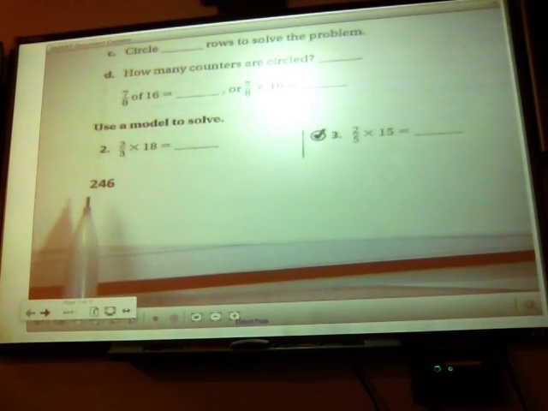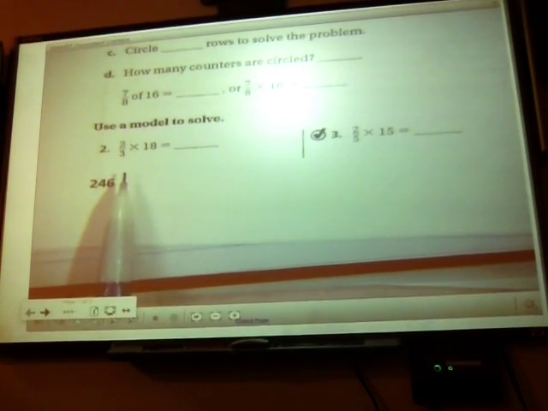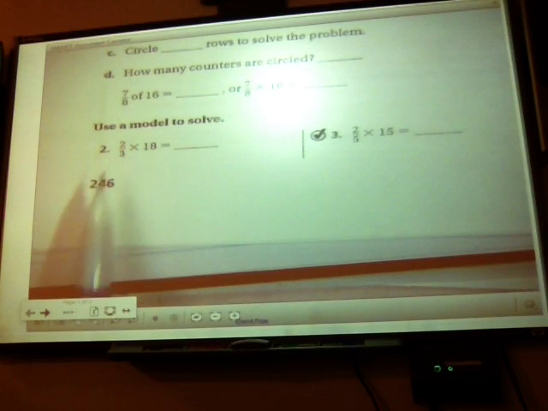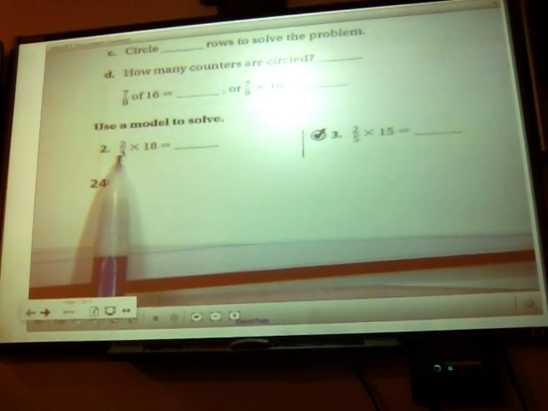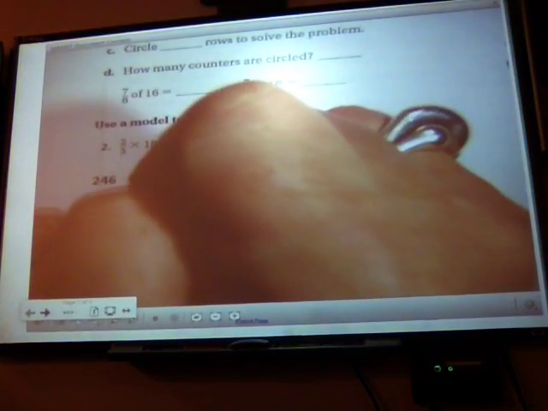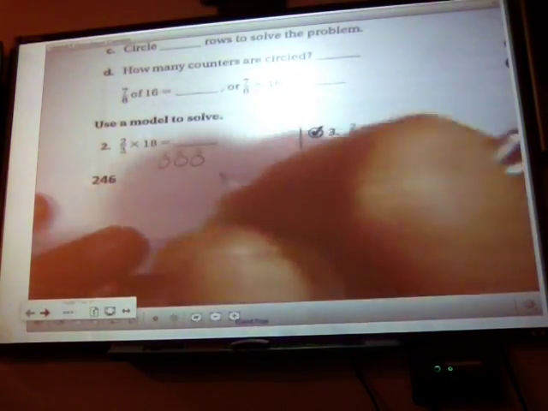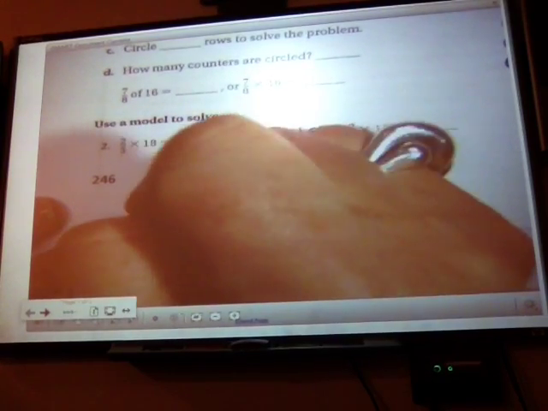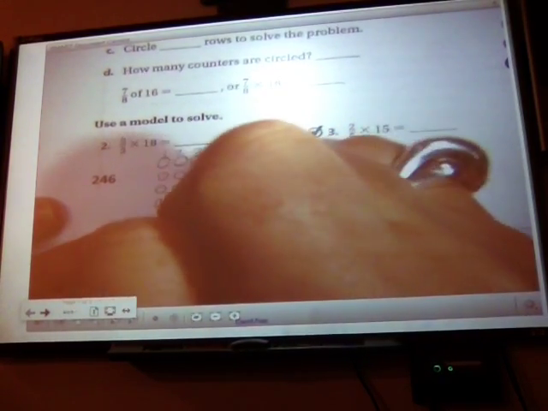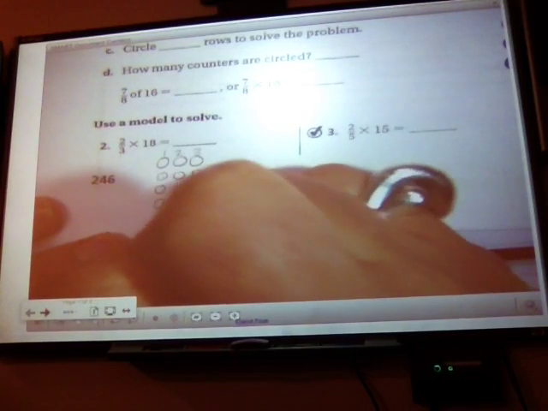So what is my total on here, Aiden? What's my total? How many do I have? 3. That's not my total, that's my group. What's my total? 18. I'm going to have to organize my 18 in groups of what, ladies and gentlemen? 3. So here's 1, 2, 3. I'm going to write my 1, 2, 3 up top so I can see my 3s. 4, 5, 6, 7, 8, 9, 10, 11, 12, 13, 14, 15, 16, 17, 18.